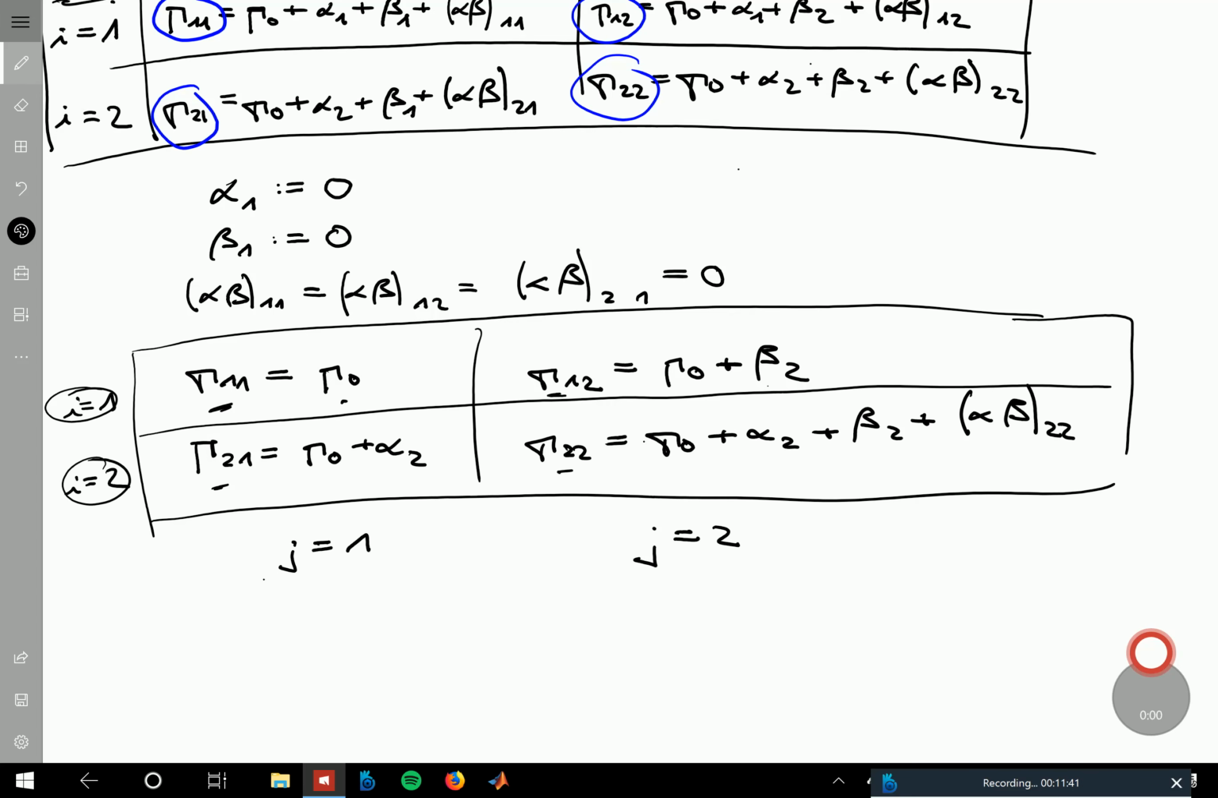So if we go down the row factor, we see that we have here the effect of alpha 2. We also have here the effect of alpha 2, which is added to the expectation that we have already. So here mu0 and here mu0 plus beta 2. And then depending on the level of the column factor, we have either an additional effect of alpha beta 2 2 or not. Yeah?